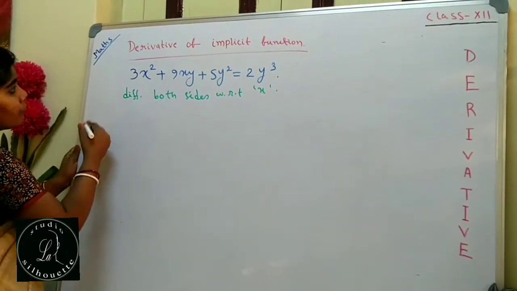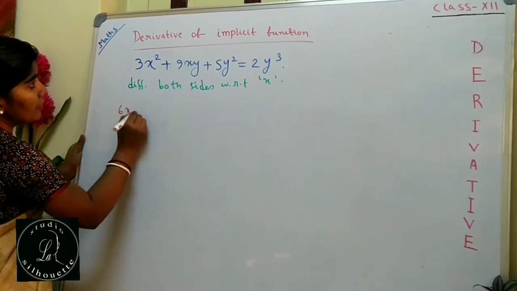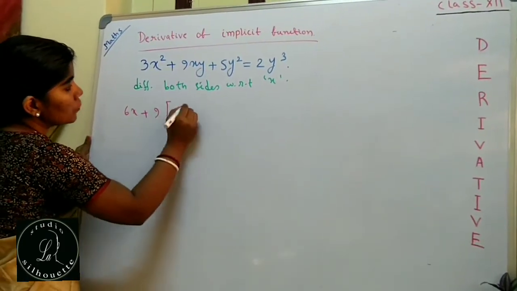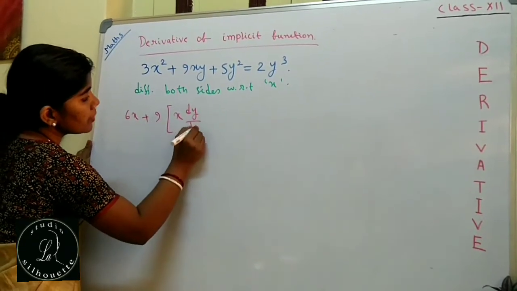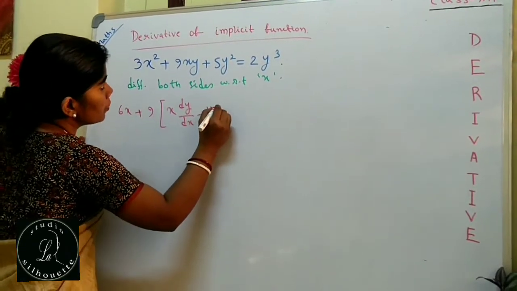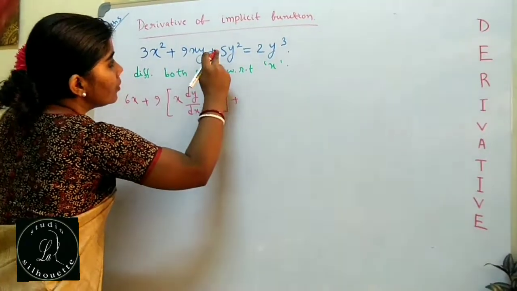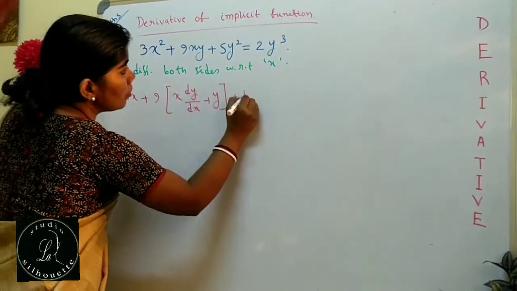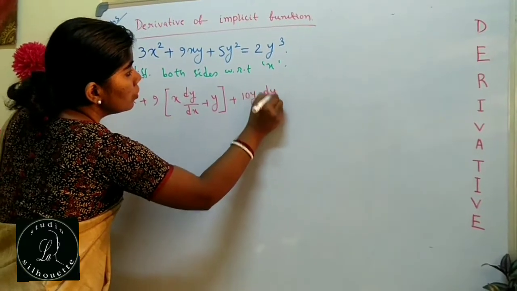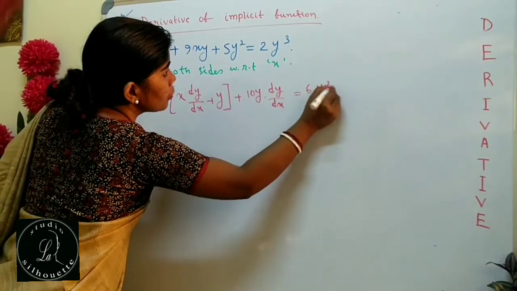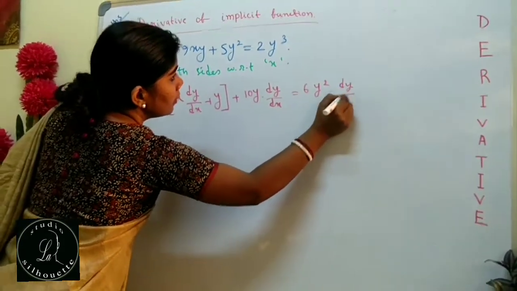First, derivative of 3x square, that is 6x, plus 9. This is of the form uv. So keeping x fixed, dy dx, plus keeping y fixed, dx of x, that is 1, plus derivative of 5y square. This is equal to 10y into dy dx, equal to 6y square dy dx.